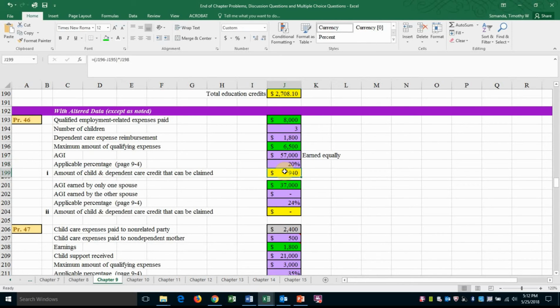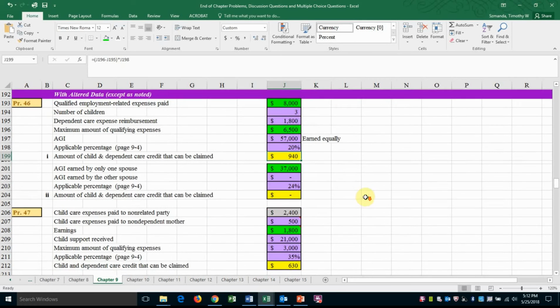qualifying expenses. So the credit then for this couple is calculated as $8,000 minus the $1,800 reimbursed by the employer, and then times their qualifying percentage of 20% is $940.